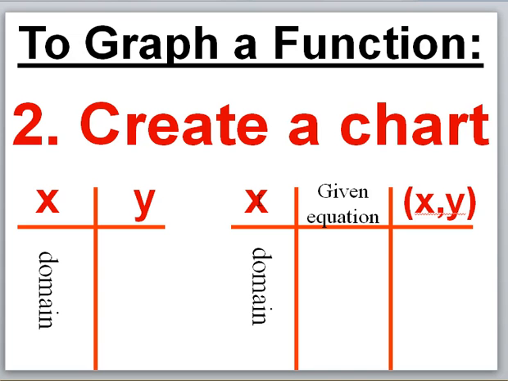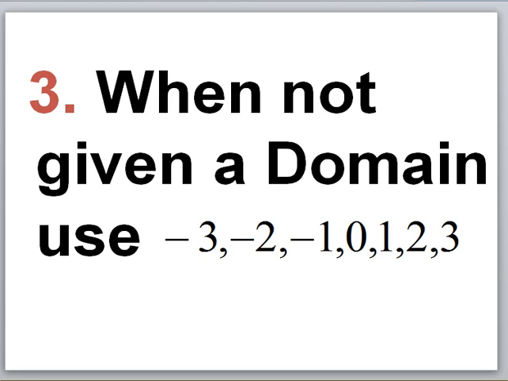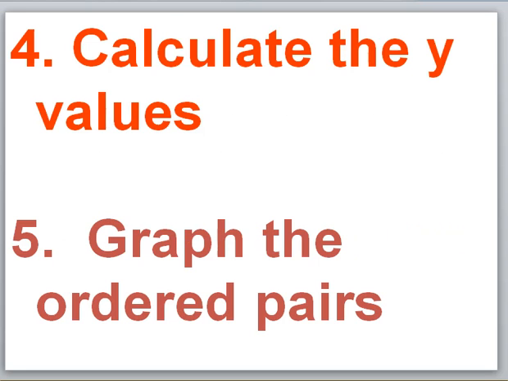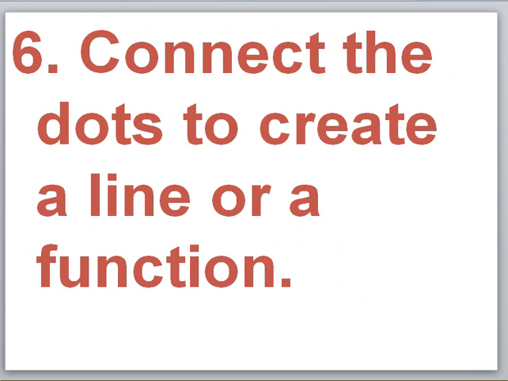Or you can make a much more expanded one where you have the x, the domain. You can write down your given equation and then you can write your x, y ordered pair. This is the way I'm going to stress and go ahead and do it. When you're not given a domain today, make sure you're just using -3, -2, -1, 0, 1, 2, and 3. Otherwise, use the specified domain in the problem. You're going to calculate each of the y values once you've plugged in the x values, and then you'll graph those ordered pairs. Lastly, you'll just connect those dots and make a line or the function.